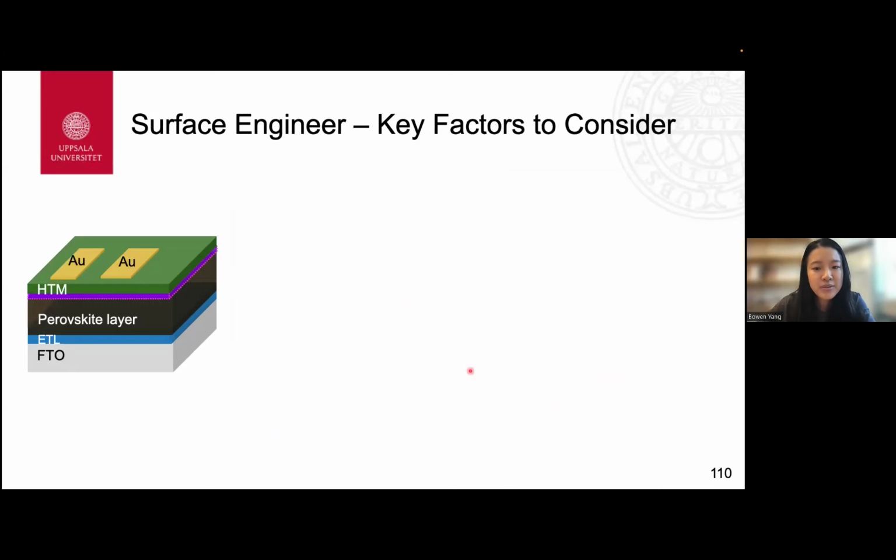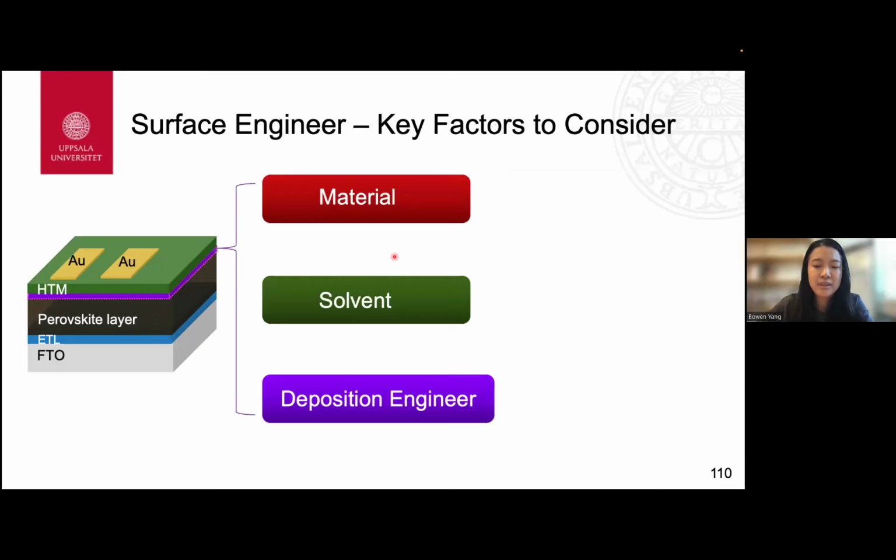Aside from bulk engineering, my work is mainly focusing on surface engineering of perovskite film. Here I summarize some key factors that we typically consider when designing and employing materials for surface engineering on perovskite films in general, particularly in the architecture of NIP cells. Hopefully, this will give you an overall idea of our main approach. Basically, we start from material design and development, wherein we consider not only the structure and properties of the designed material itself, but also its interaction with the perovskite layer.